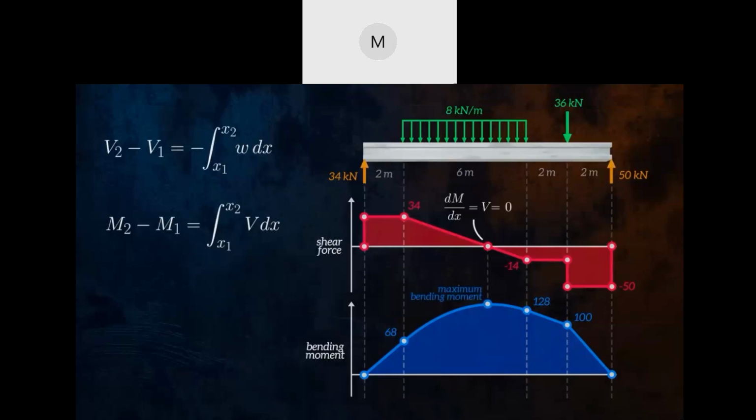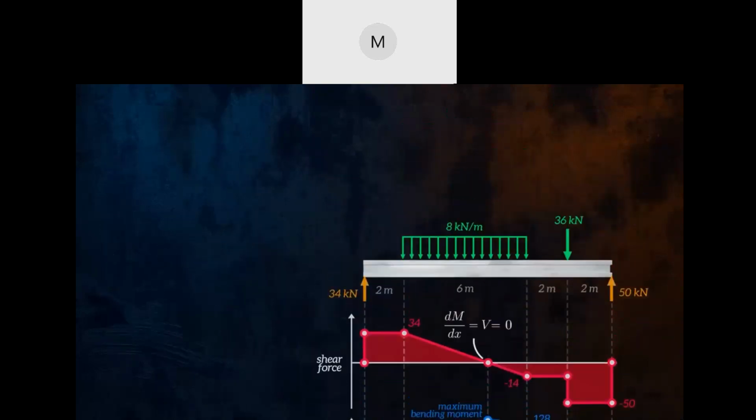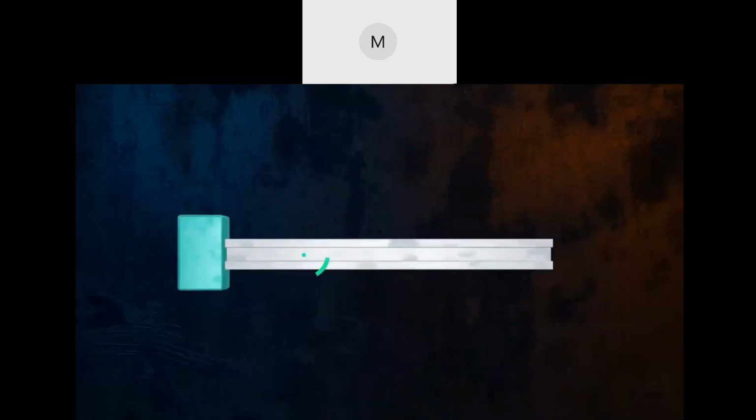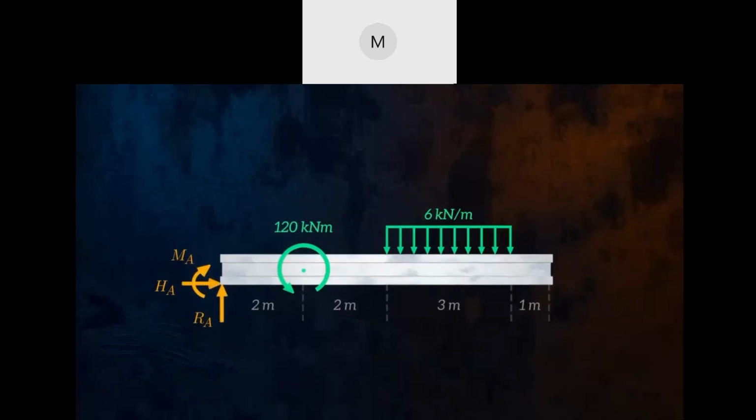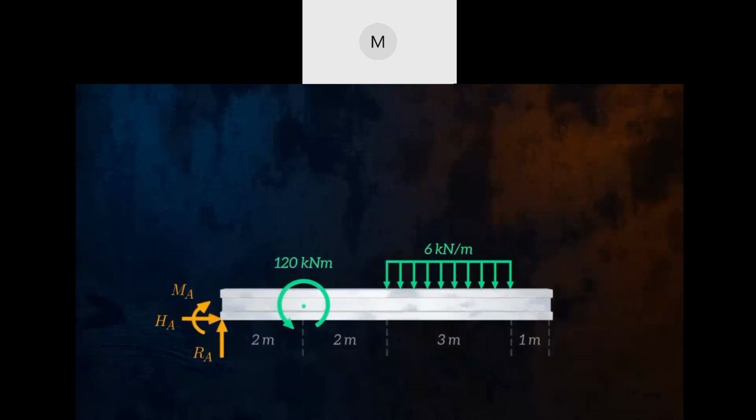Let's look at one last example. Here we have a cantilever with an applied concentrated moment of 120 kilonewton meters and a distributed force of 6 kilonewtons per meter. Again, we start by drawing the free body diagram. Because the support is fully fixed, we have vertical and horizontal reaction forces, Ra and Ha, and a reaction moment, Ma.